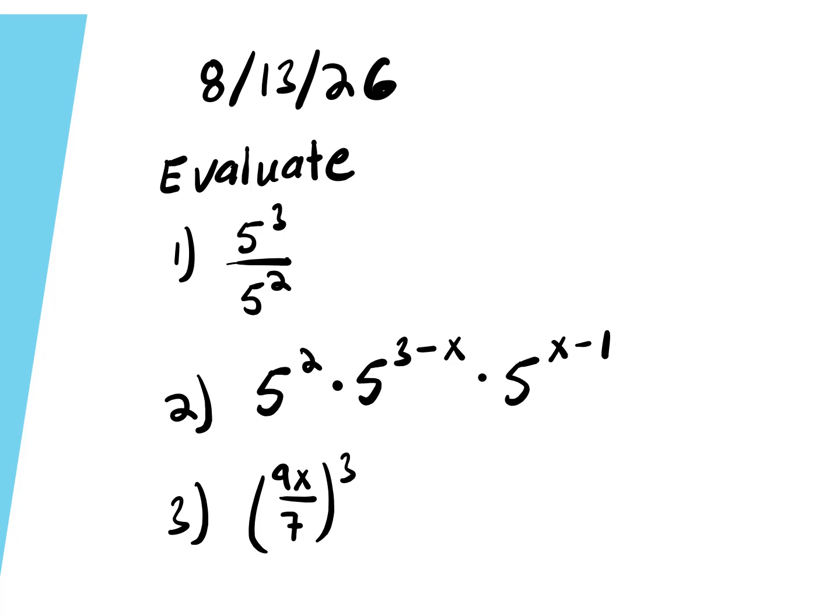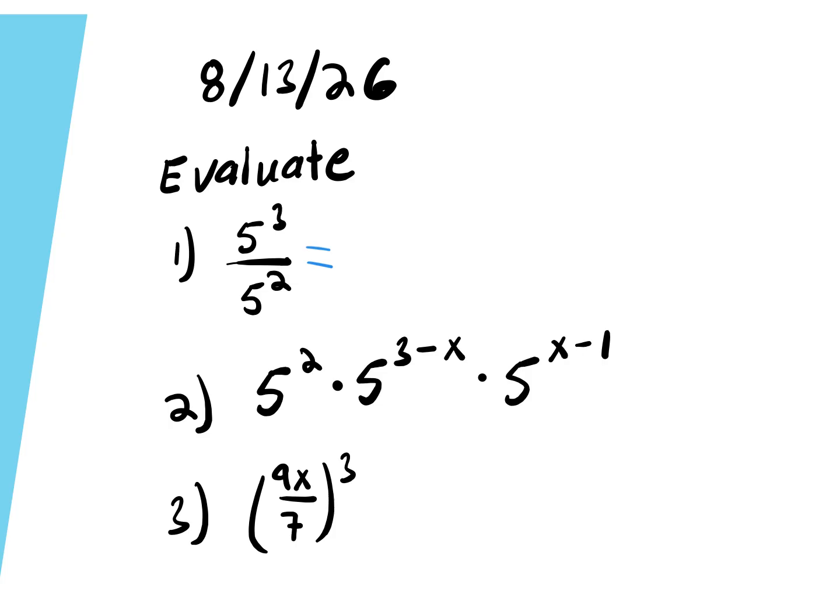Did we get an answer for the first one? 5. Okay, 5. You guys can call it out. 5. Do you agree? Yeah. Okay, how did we do that? Did we expand the top, expand the bottom, and then simplify, or did we do something else? What's your name up front? Sorry. Okay.